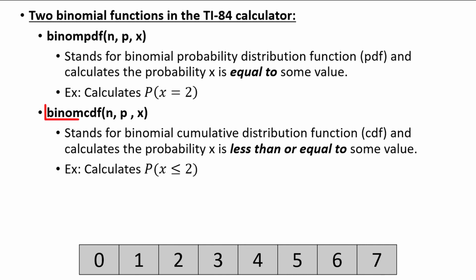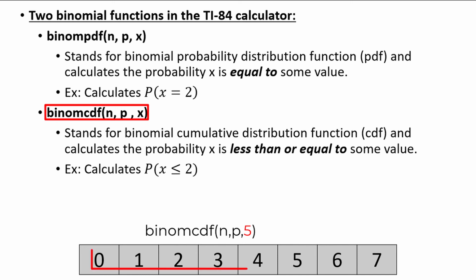The binomial CDF function, which we haven't used yet, calculates the probability of all values less than or equal to some value. So putting in 5 to the binomial CDF function gives the probability of anywhere from 0 to 5 individuals dying of heart disease. Or putting in 2 gives the probability of anywhere from 0 to 2 individuals dying of heart disease.